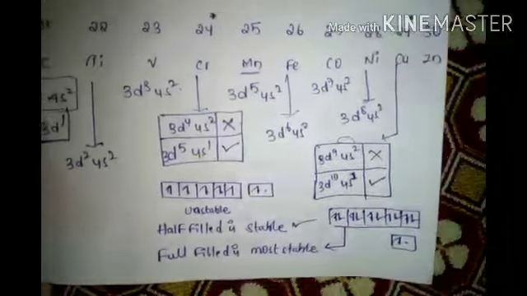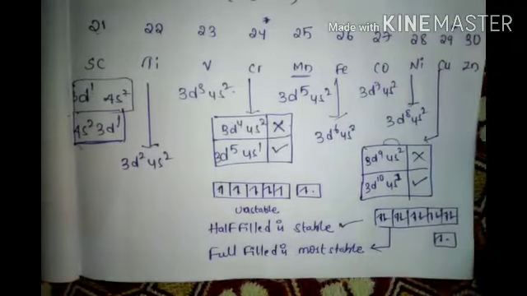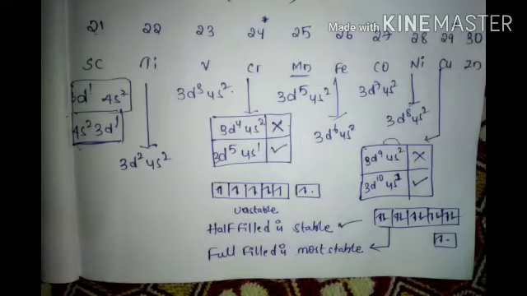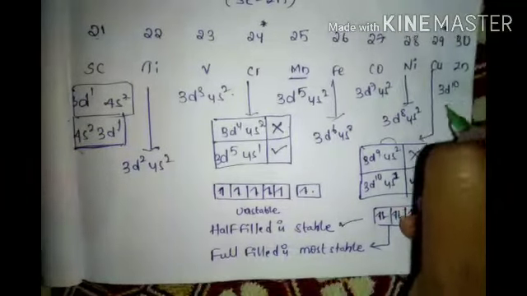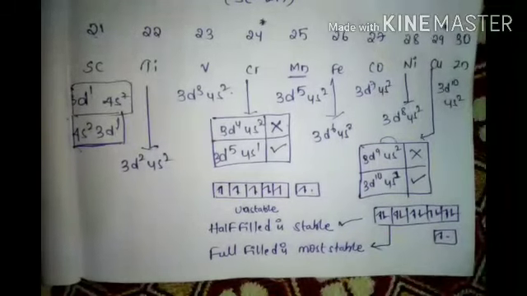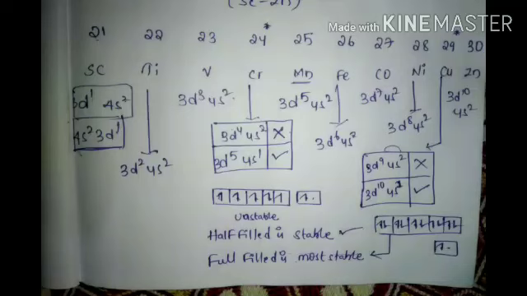So according to the rule, now let's take 2 boxes separate. Now zinc as usual: 3d10 4s2. This is the topic. Now take the screenshot.